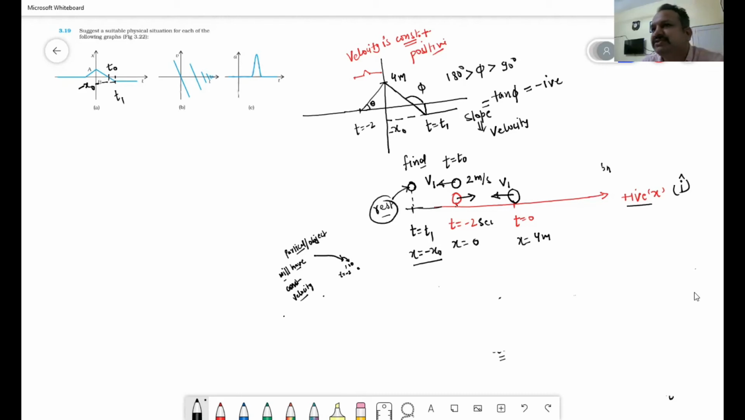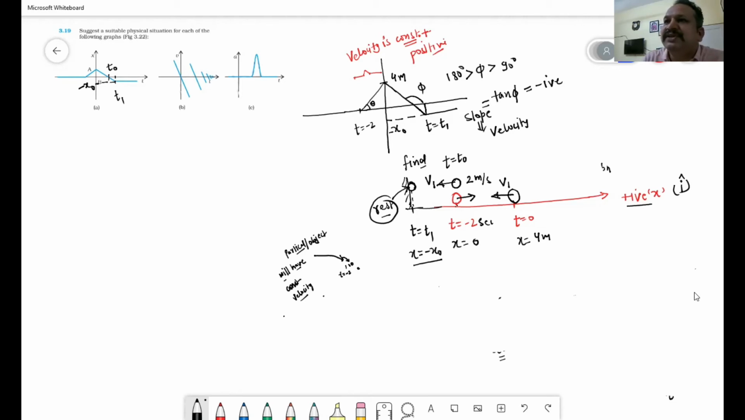Now this is the physical situation which will represent this graph A. Initially the ball will move towards the right, then again it will move towards the left, and it will move left extremely up to the negative x-axis. So maybe there is a ball, and there is a completely inelastic collision, so that's why this ball will stop over here and it will start from this point. So this is the whole explanation of this graph.